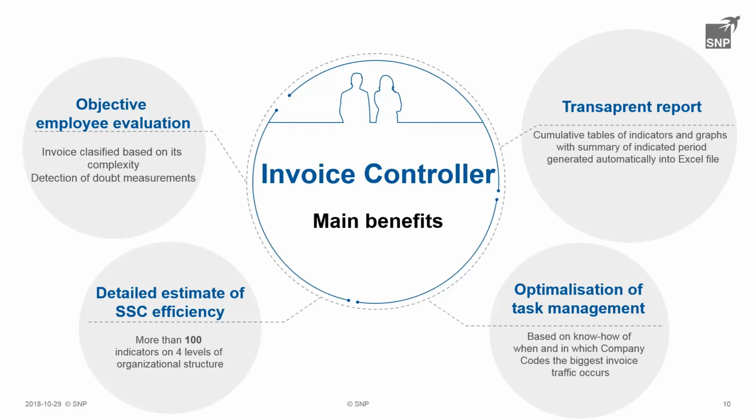Also, unusual measurement is detected when master data for employee is missing or it's incomplete, without which further employee evaluation is not possible. As a result of Invoice Monitor analysis, there is a transparent report including cumulative records and indicators tables, for which automatically averages of analyzed period and summary are generated. In a report, there are also graphs, also generated automatically, which represents data presented in tables. Report can be displayed in Excel window in SAP, as well as it can be saved to the physical location in the hard disk.